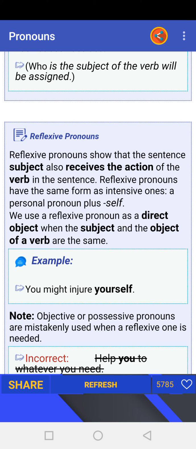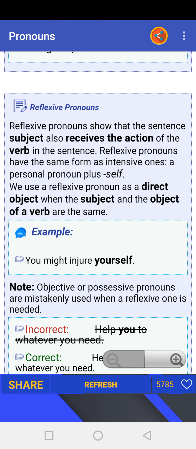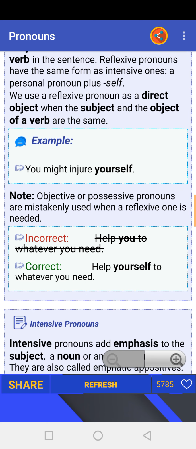intensive and reflexive pronouns. We use a reflexive pronoun as a direct object when the subject and the object of a verb are the same. So when the subject and the object of the verb are the same, they are considered as an object of the verb. For example, you might injure yourself.